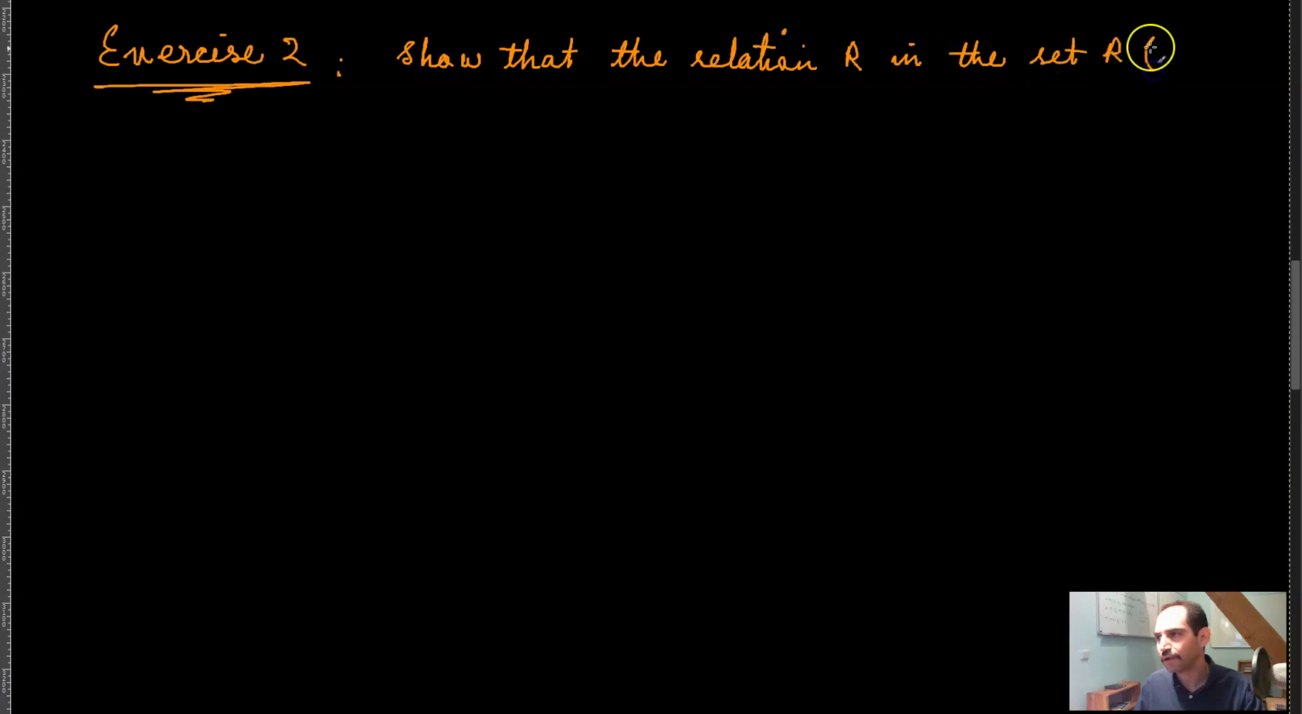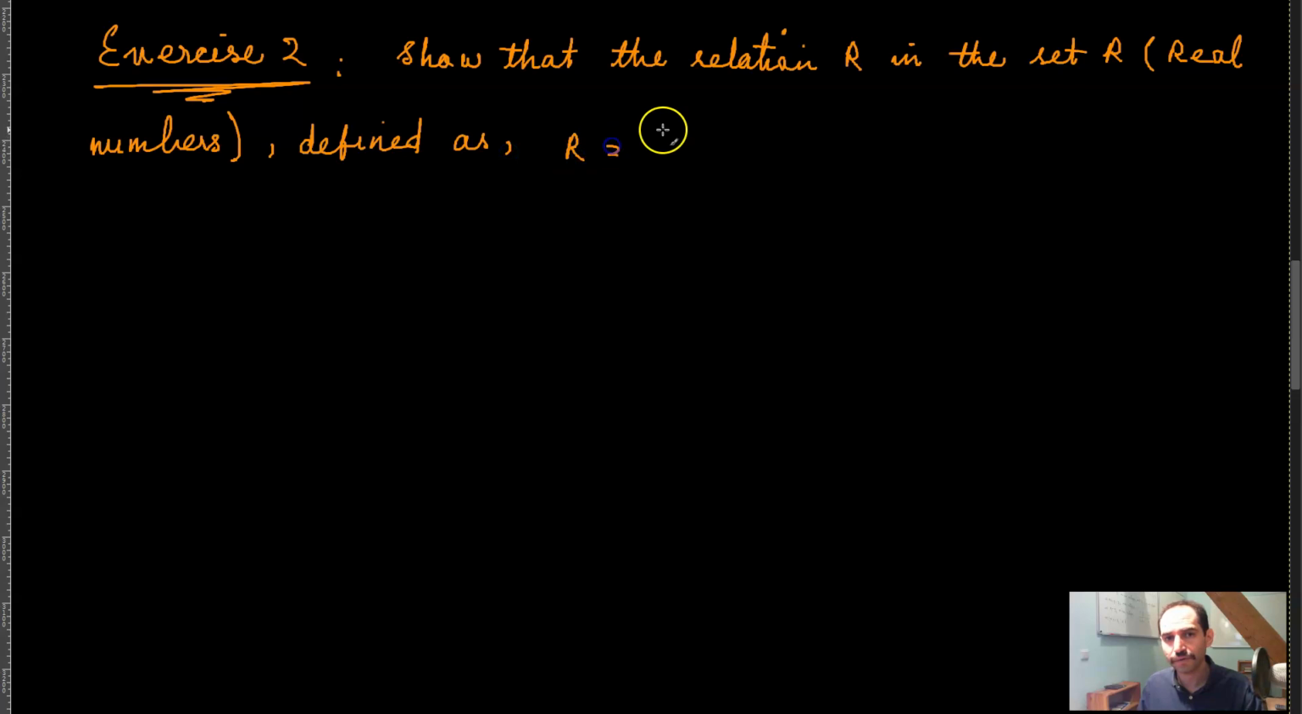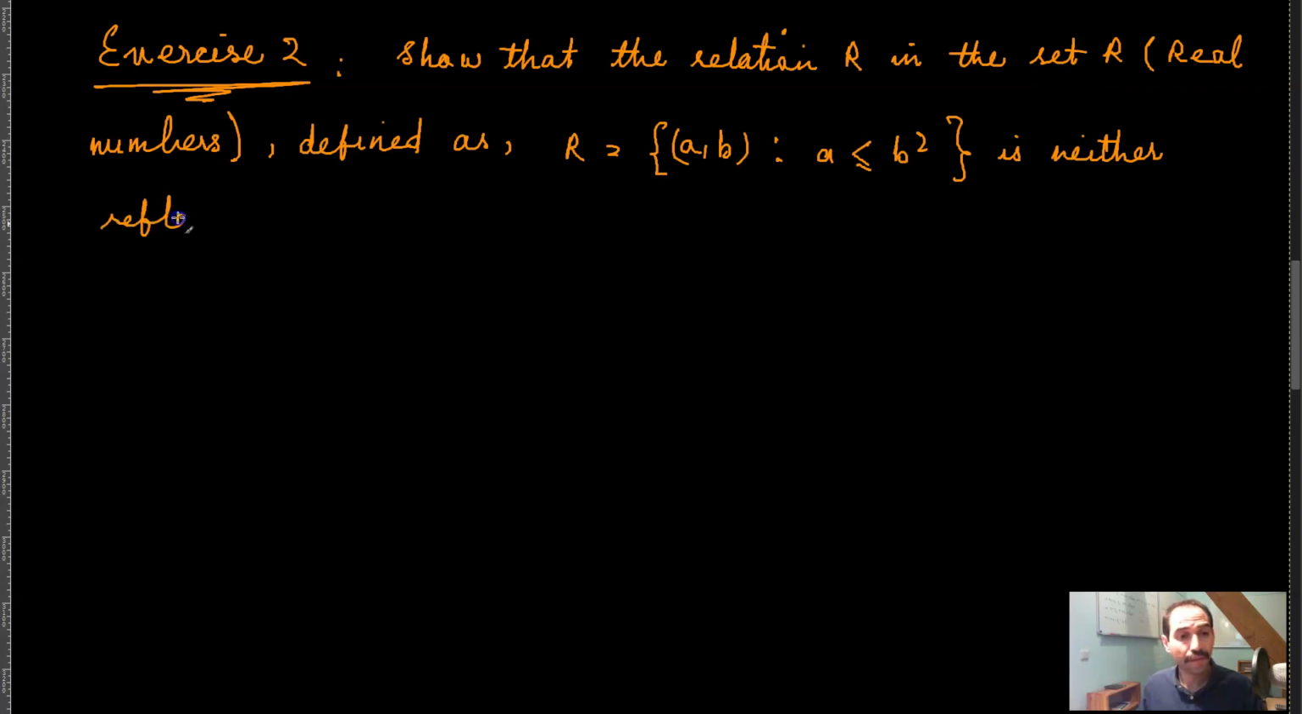You want to show that the relation R in the set R of real numbers, defined as R equal to the ordered pairs A comma B such that A is less than or equal to B squared, is neither reflexive nor symmetric nor transitive.